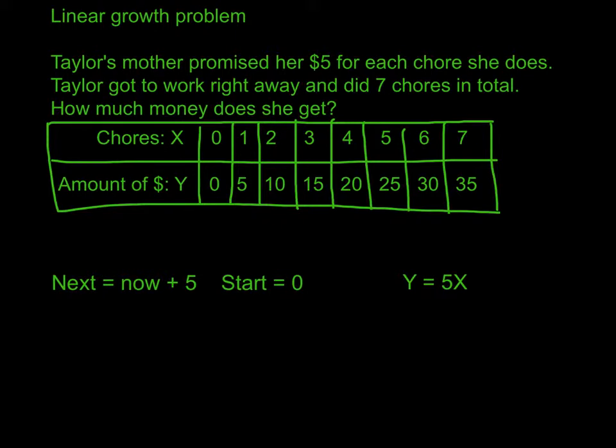Taylor's mother promised her $5 for each chore she does. Taylor got to work right away and did 7 chores in total. How much money does she get?